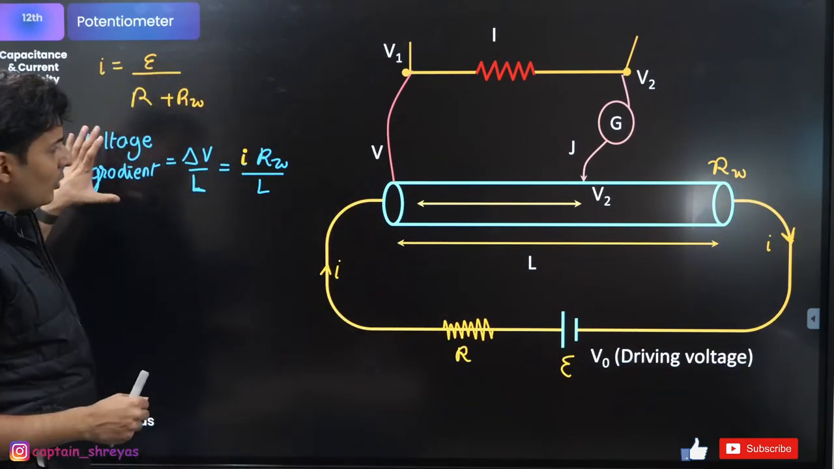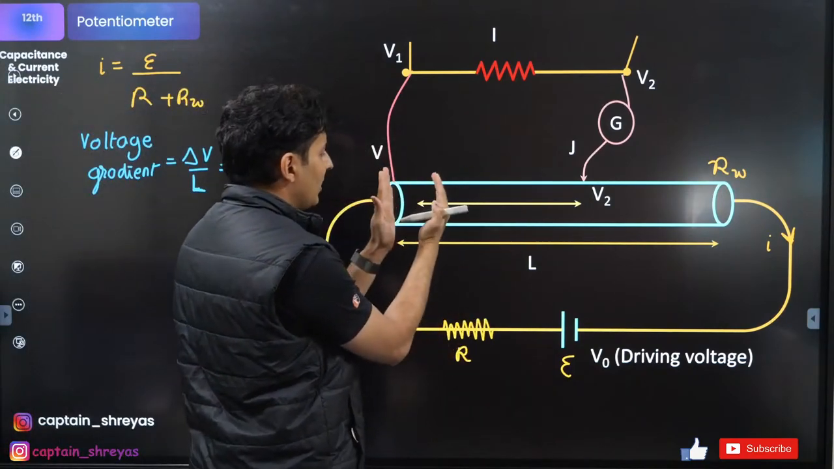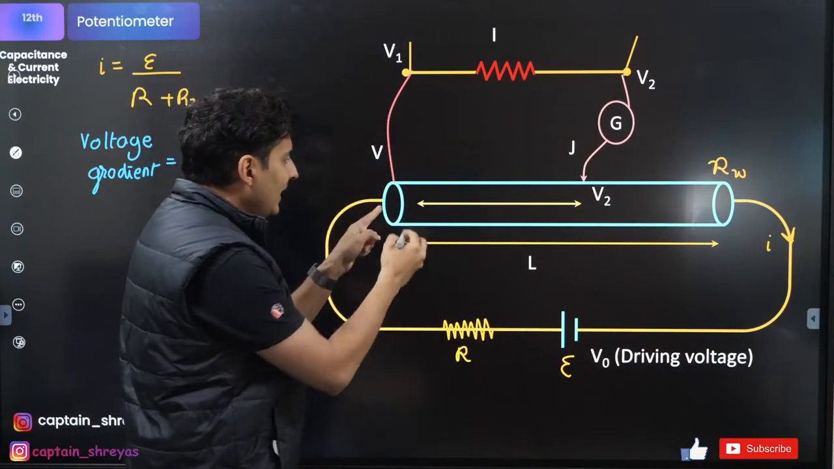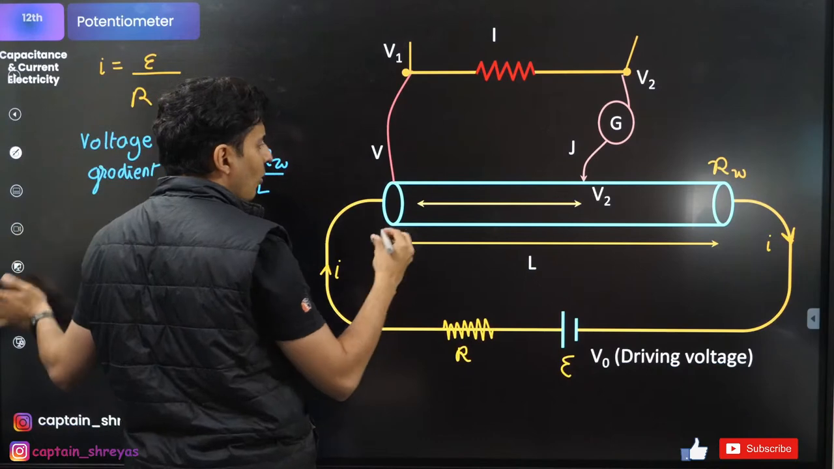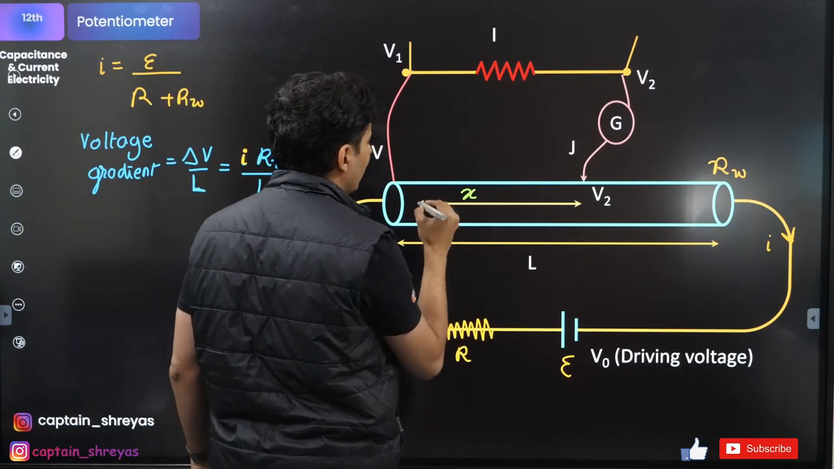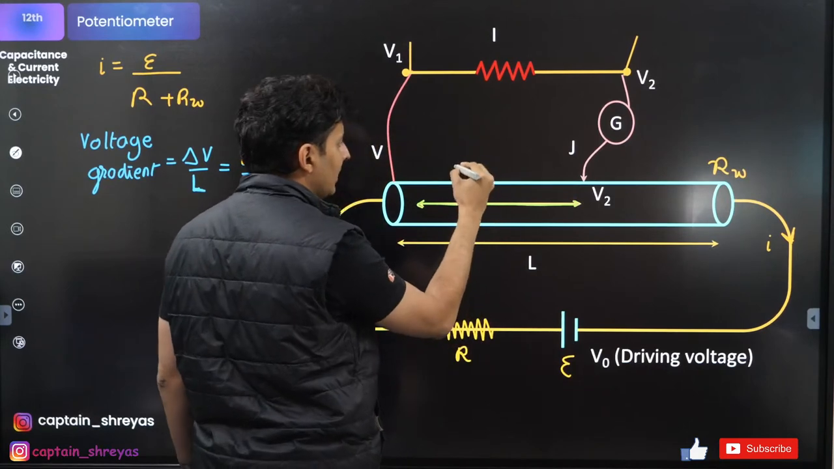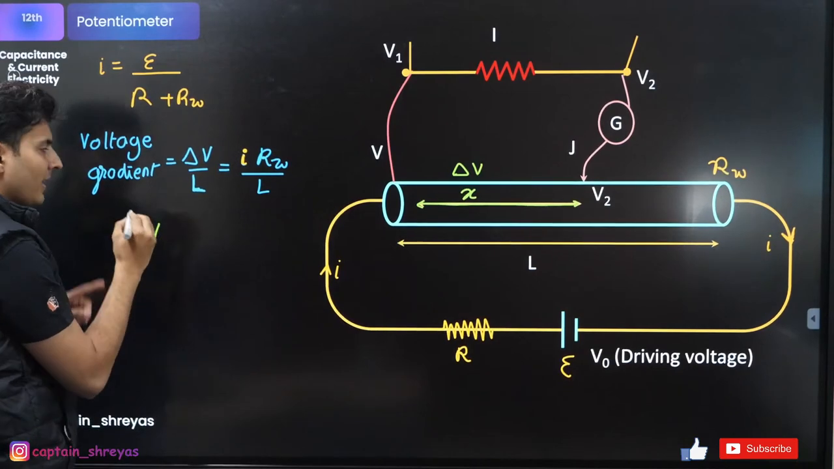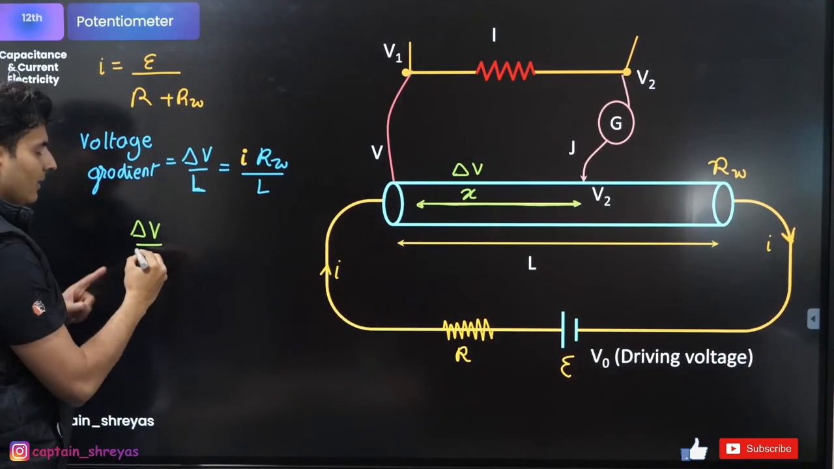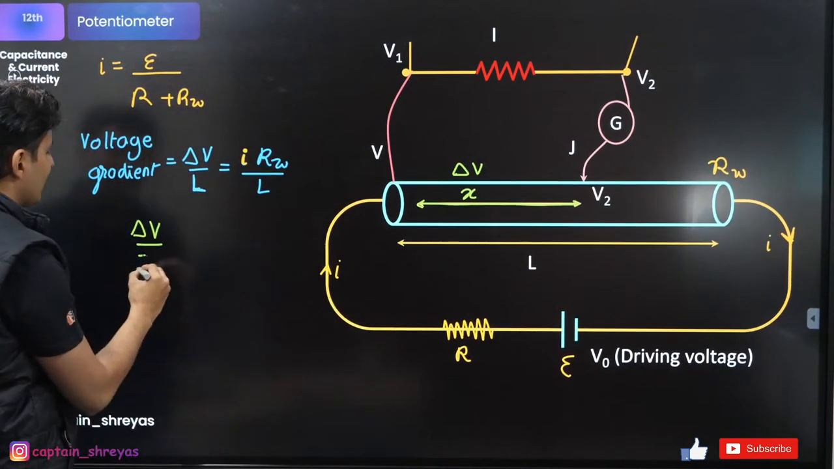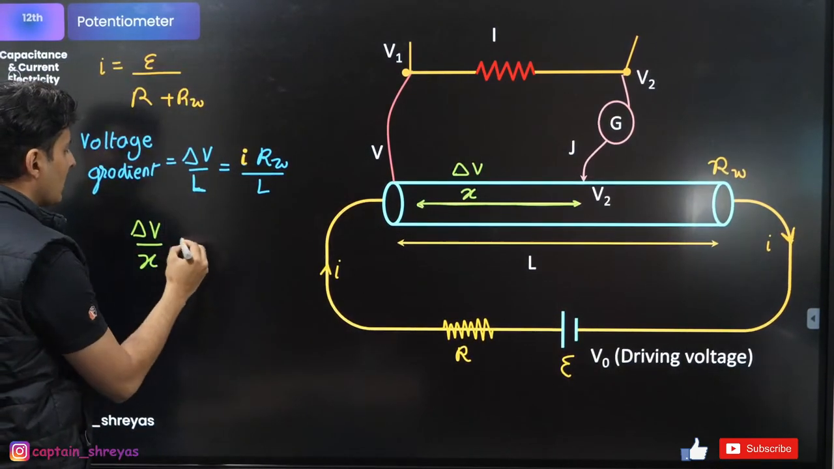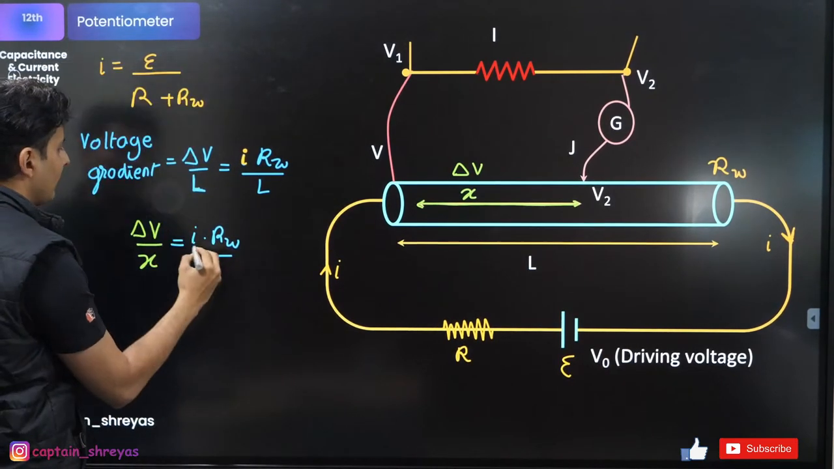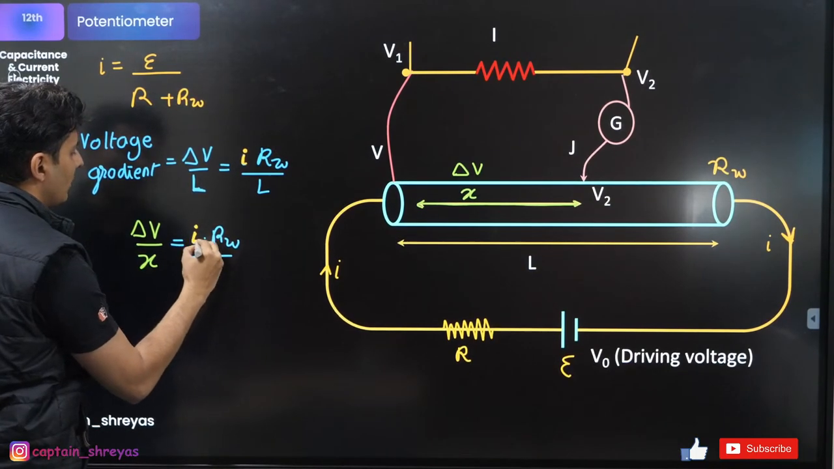Now, this voltage gradient is the same everywhere in the wire. This voltage per unit length is the same everywhere. If I take two random points on that wire, separated by an amount X, then the voltage difference across those two points, if I call it delta V, and I divide by the separation between them, which is X, that will also be equal to nothing but this I into RW by L. Isn't that right, guys? This I into RW by L.